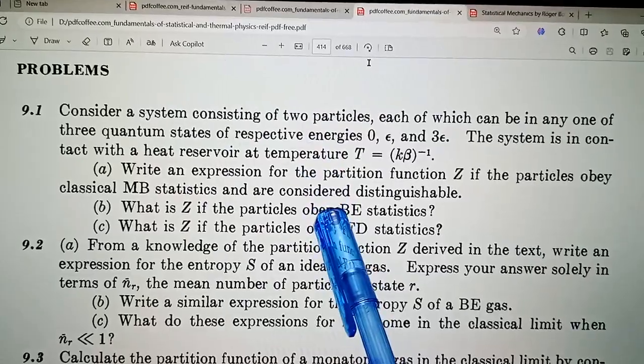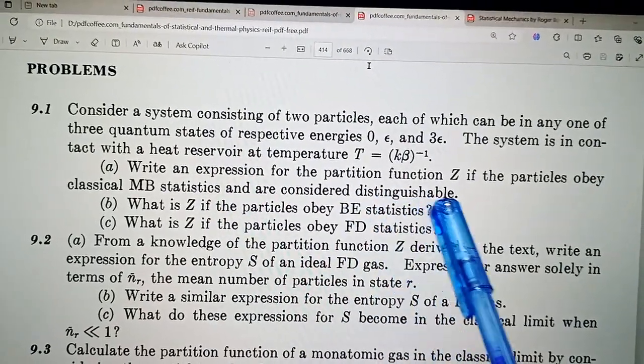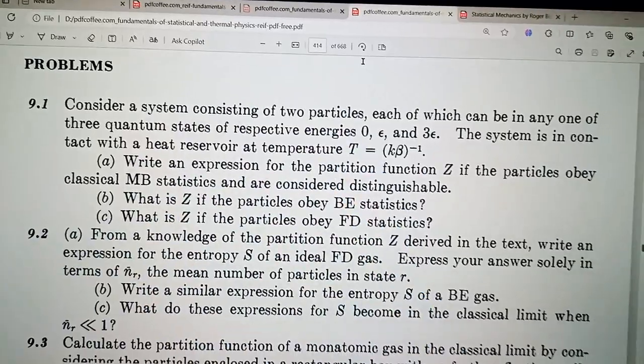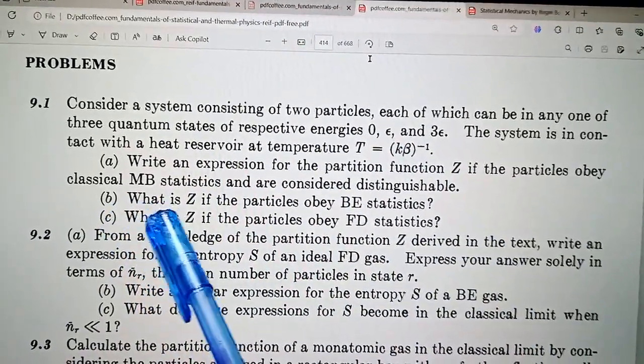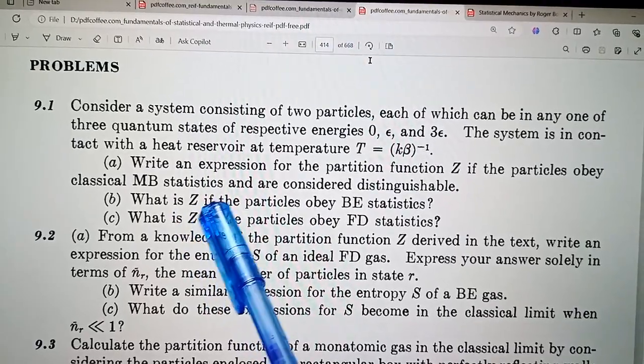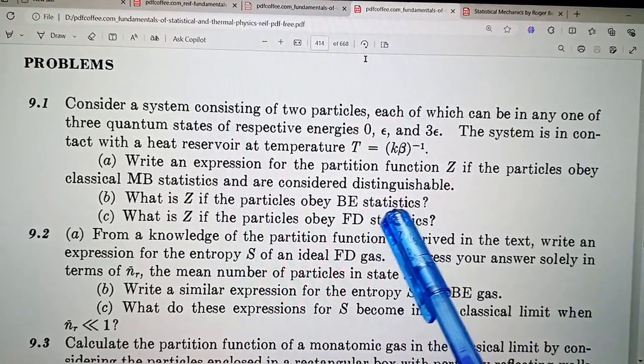So in part A, we have to calculate the partition function if we assume that the particles are classical particles and distinguishable. Okay, they are classical and distinguishable particles. Keeping that in mind, we have to calculate the partition function. In part B, what is the partition function Z if the particles obey Bose-Einstein statistics?